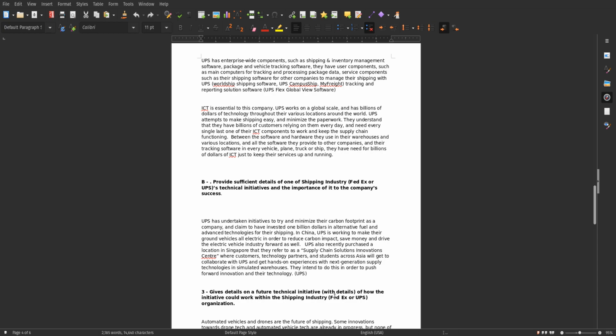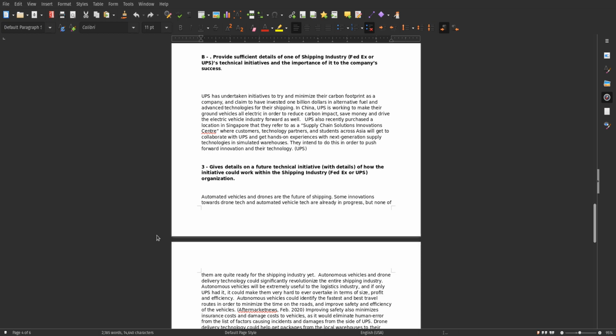They also provide software and hardware to other companies as well, and make small investments in them. And they have tracking software in every vehicle, plane, truck, or ship. They have need for billions of dollars of ICT just to keep their services up and running.